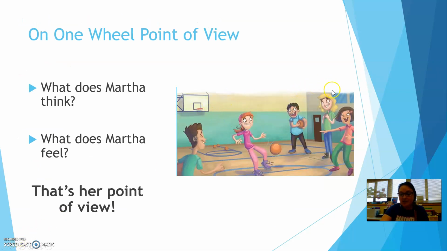Now the other character is Martha. And Martha is the character that made fun of Casey for not being good at dodgeball, remember? So what is it that Martha thinks? And what is it that Martha feels? Once you figure that out, then you've figured out the point of view, okay?